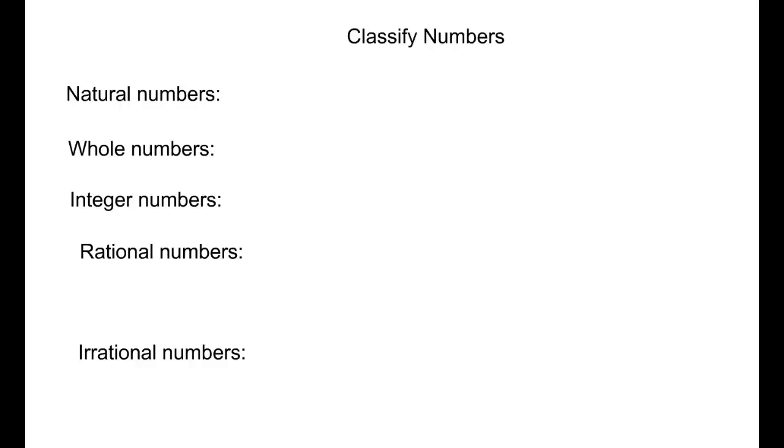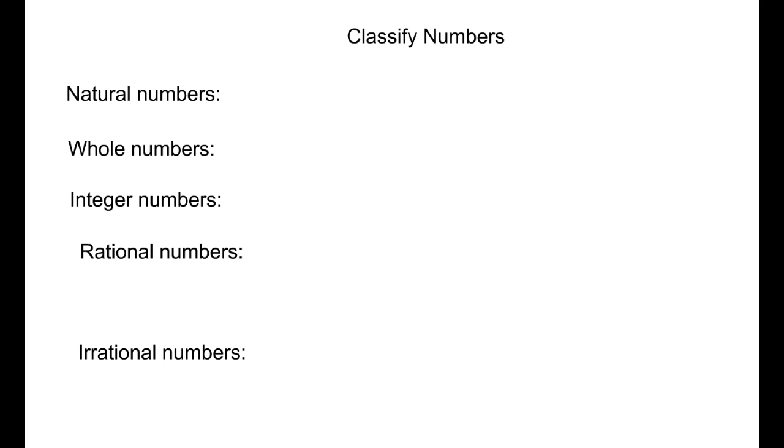Numbers are classified into natural numbers, whole numbers, integers, rational and irrational. Now let's start with the natural numbers. We're talking about counting numbers, some discrete numbers. We can count them: 1, 2, 3, like the number of cars. 1, 2, 3, 4, 5.